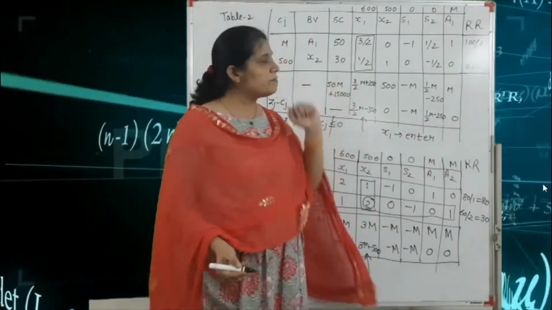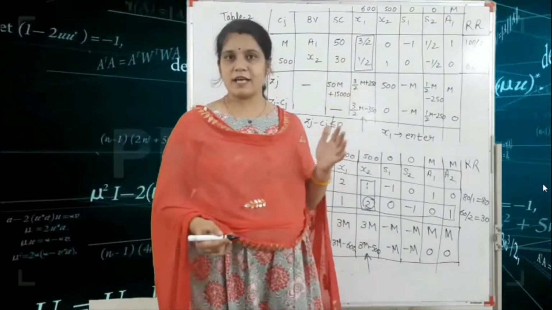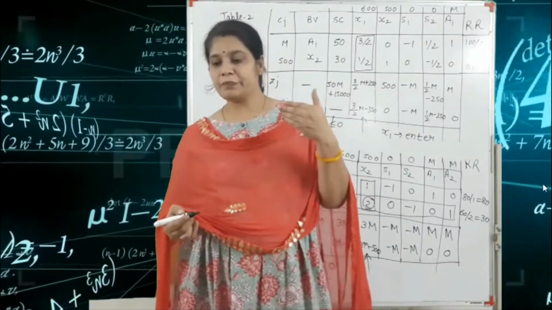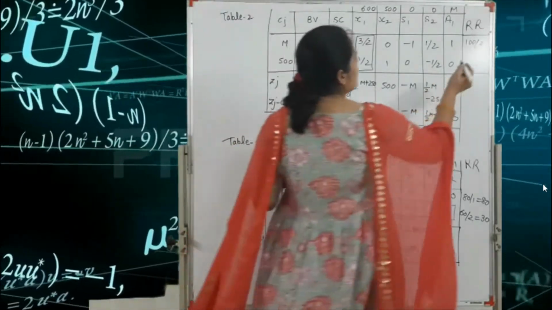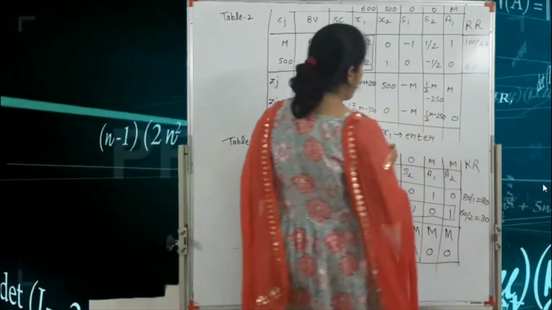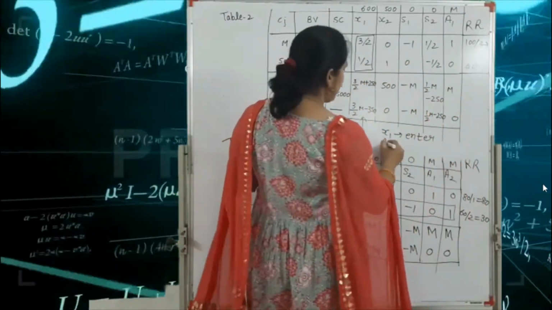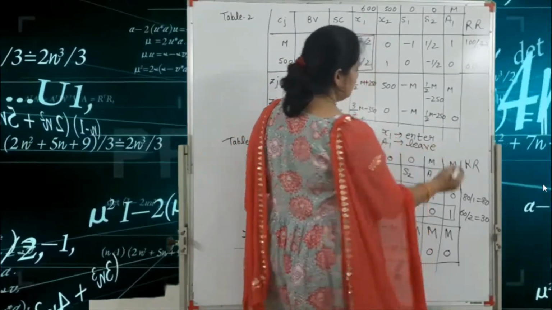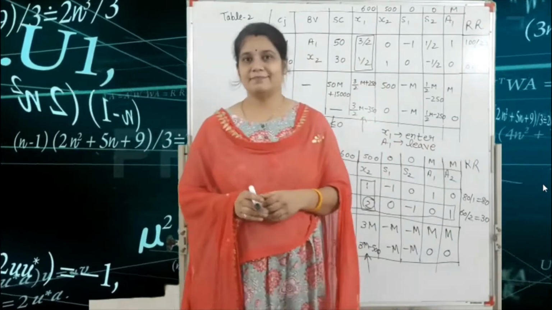Okay. So what is the minimum value? Both the values are positive, so the minimum value is 100 by 3. That means this is the new variable. So the new variable is A1. That means A1 is the new variable.